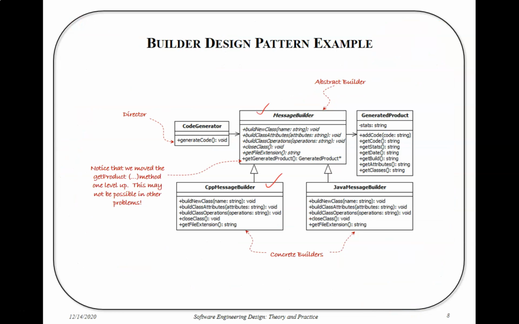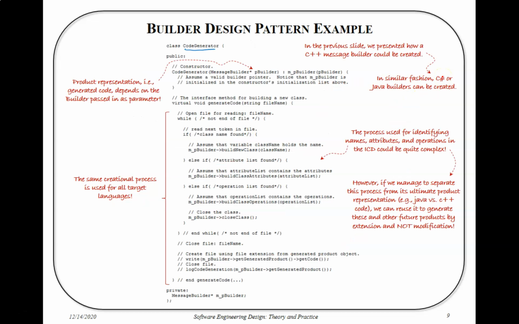The Java message builder is done in the same way as the CPP message builder. So now we have seen the code of the message builder and the CPP builder, and we can guess what is happening in the Java builder. Now we want to see the code generator and also the generated product.